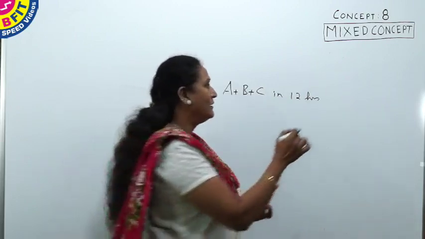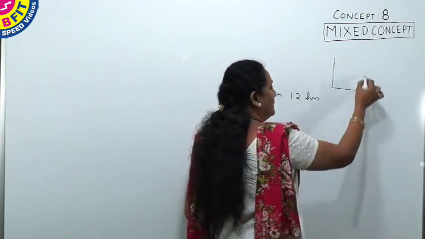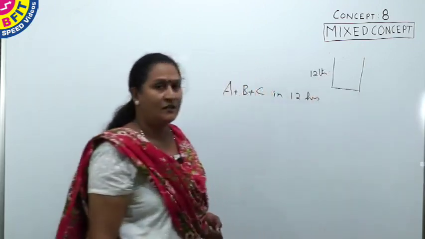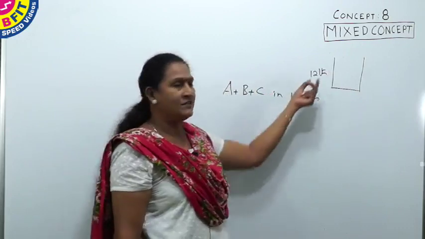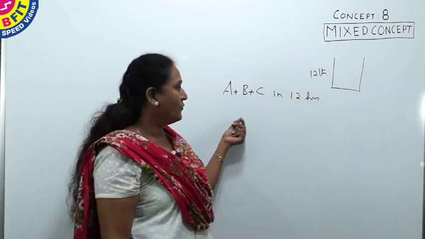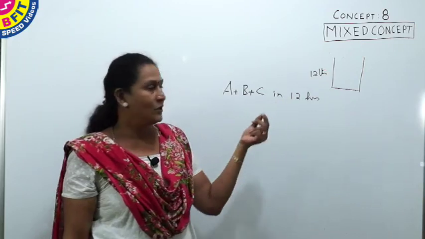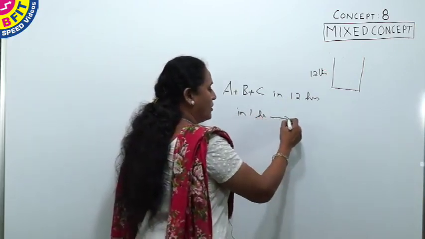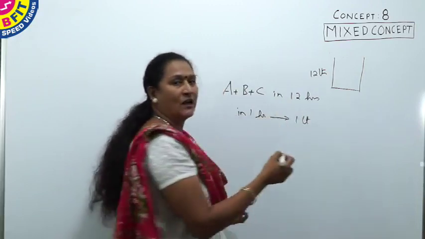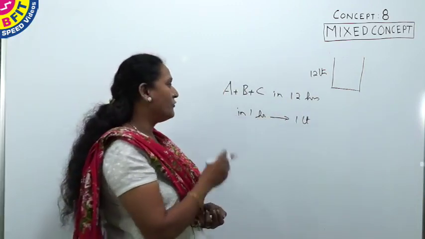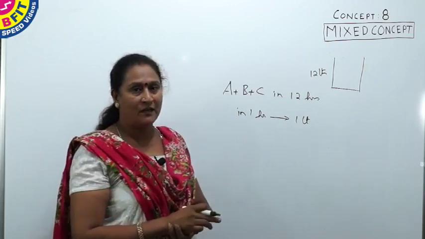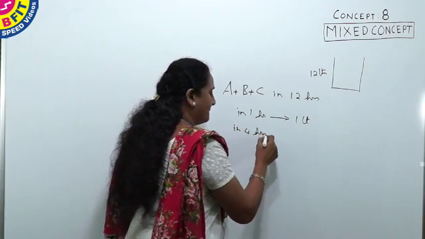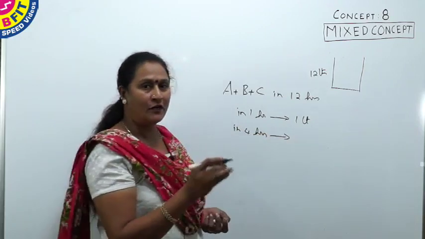We will assume that there is a tank which can hold 12 liters. Now A, B, C can fill this tank in 12 hours. It means in 1 hour how many liters can all the 3 pour? In 1 hour all the 3 can pour only 1 liter. And now for how many hours are all these 3 taps open? For 4 hours. So in 4 hours how many liters would they have poured? 4 liters.